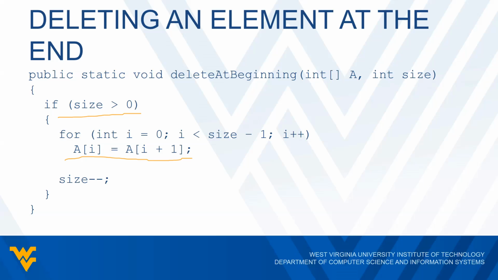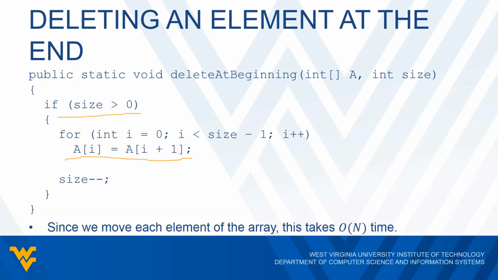So we would store A1 into A0, and then the next iteration we'll store A2 into A1, and then we would store A3 into A2, and we go all the way until we get to the end of this loop. And then when we're done, we need to decrease the value of size by 1 because we have one less element in the array. So that's why we have to decrease it. Now, how much time does this take? Well, we're basically moving each element of the array.